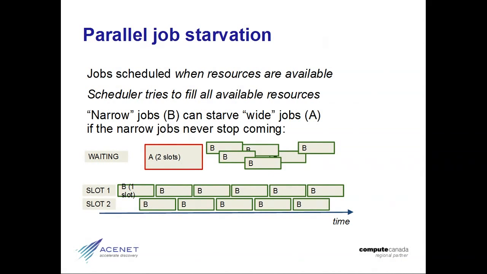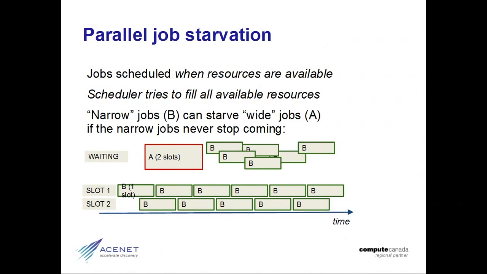So suppose, for simplicity, that we have a cluster with only 2 slots. It's a really, really primitive high-performance computing device. Only has 2 slots available. And we have 2 different users, A and B. And A likes to run wide jobs that take up both of the slots. They're doing some sort of parallel programming work, and they need both slots at the same time for their MPI job or their OpenMP job or whatever.